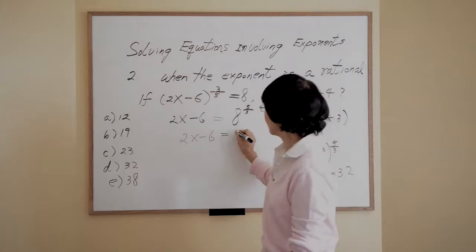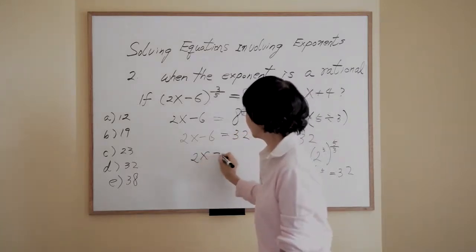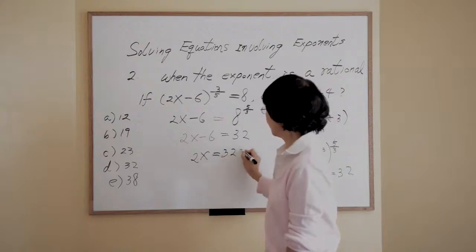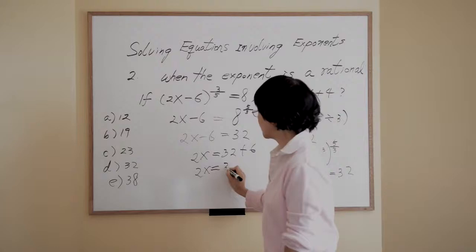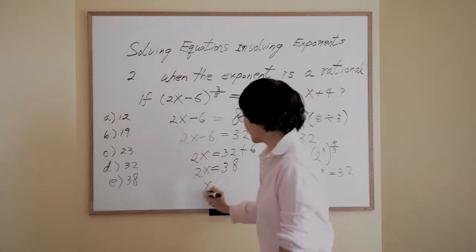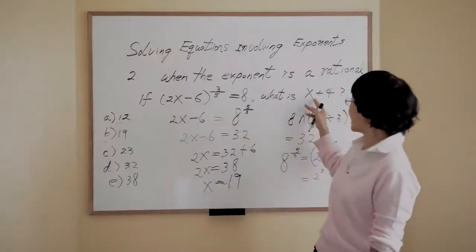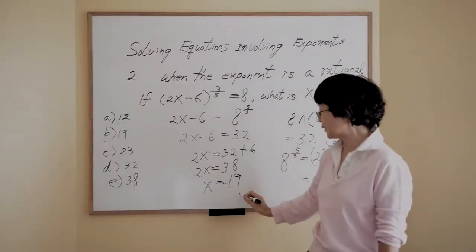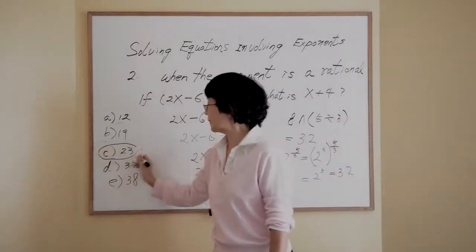So this whole thing equals 32. So 2x equals 32 plus 6, which is 38. Dividing both sides by 2, you get 19. Right? And then they want x plus 4. So 19 plus 4 will be 23. Okay? So that's why this is the answer.